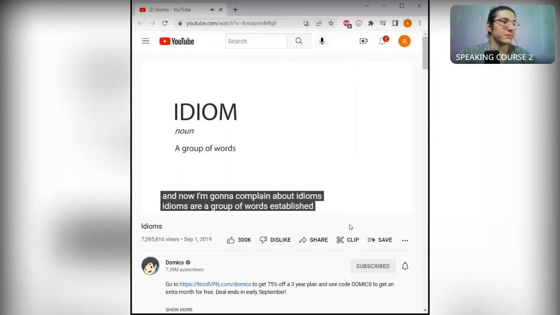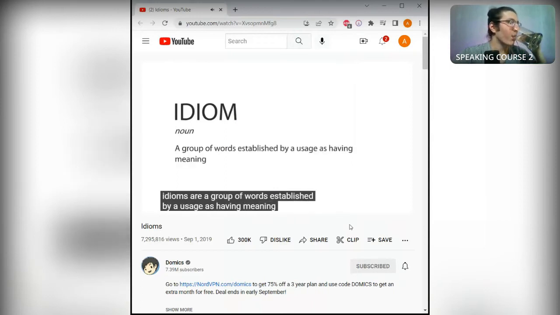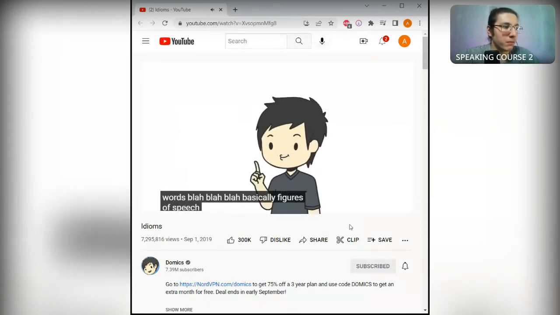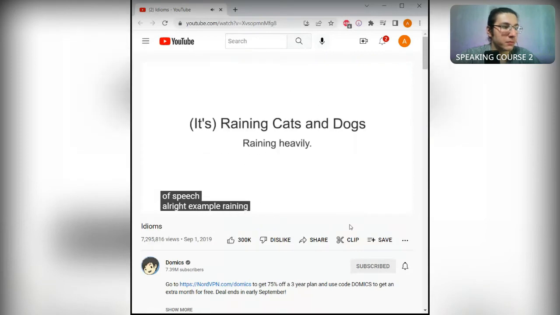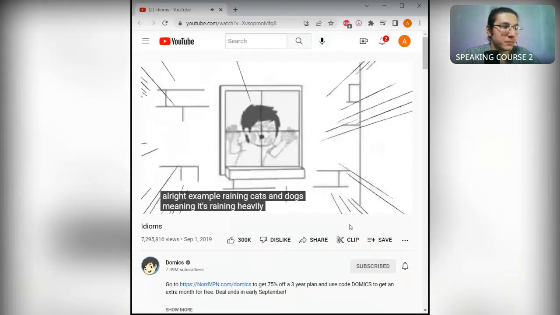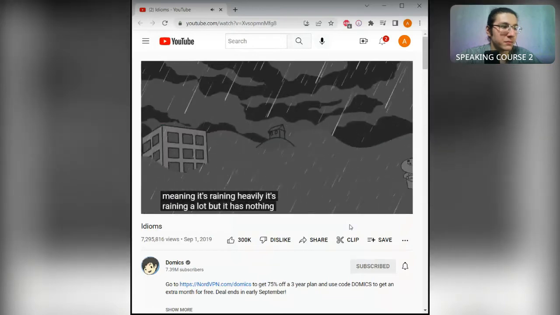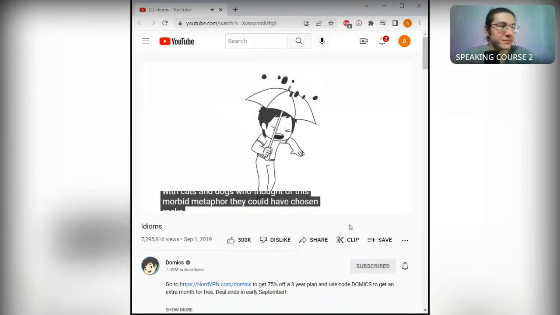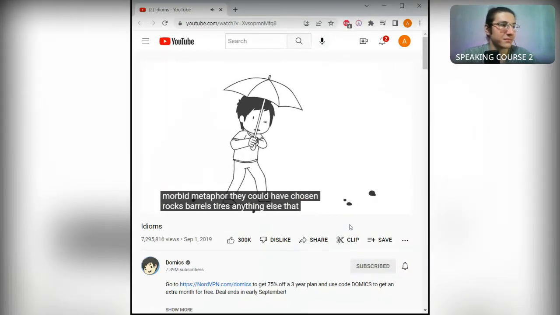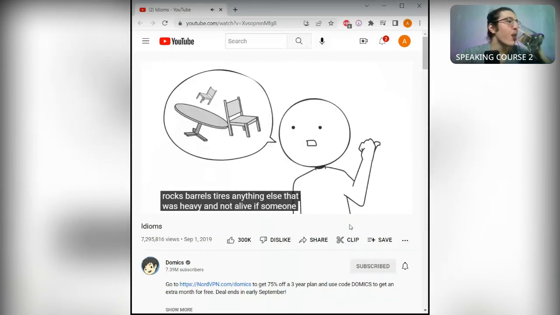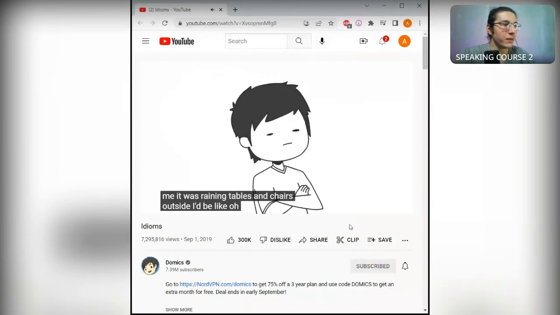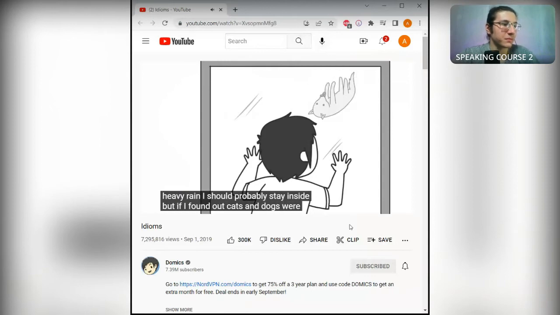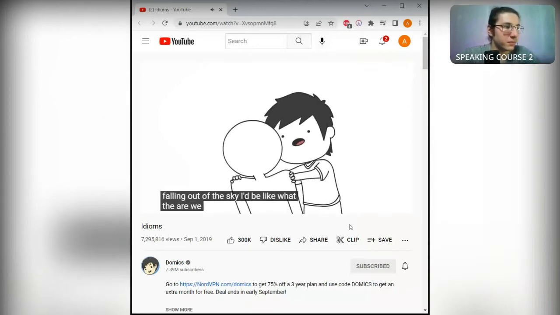Idioms are a group of words established by usage as having meaning not deducible from those of the individual words, blah blah blah. Basically, figures of speech, alright? Example, raining cats and dogs, meaning it's raining heavily. But it has nothing to do with cats and dogs. Who thought of this morbid metaphor? They could have chosen rocks, barrels, tires, anything else that was heavy and not alive. If someone told me it was raining tables and chairs outside, I'd be like, oh man, that's some heavy rain, I should probably stay inside. But if I found out cats and dogs were falling out of the sky, I'd be like, what are we waiting for, Jeremy?